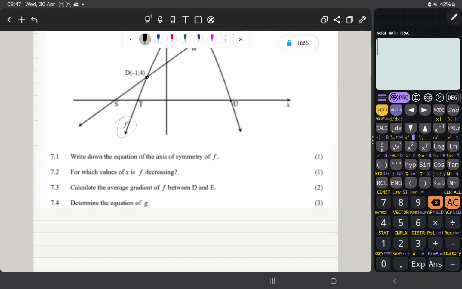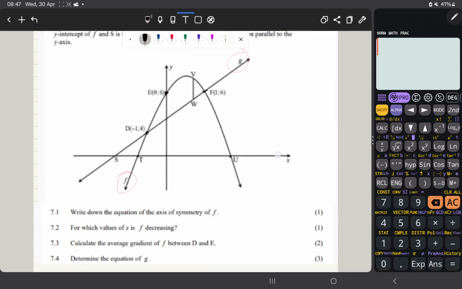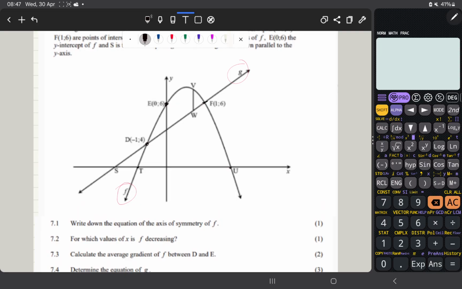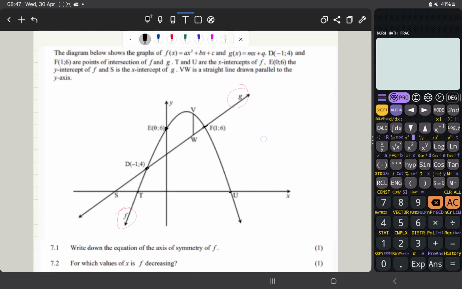Write down the equation of the axis of symmetry of f. Okay, let's think about it. What is an axis of symmetry? An axis of symmetry is a line that divides a function into two symmetrical parts, two symmetrical sides, right? So the axis of symmetry is that line. They say this is a 1 mark question, so that means you kind of don't have to think about it, right?